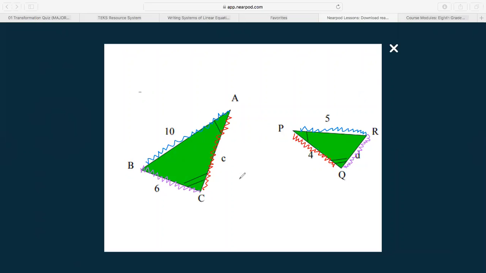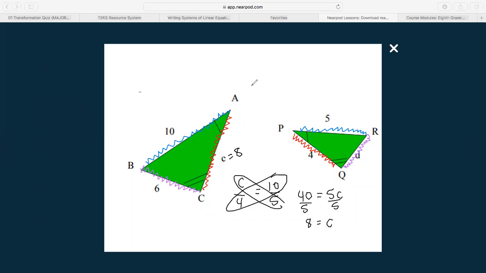So you do C over 4, and then you do 10 over 5, and then you multiply 10 and 4, which gives you 40, and then you multiply 5 and C, which gives you 5C, and then you divide by 5 on both sides, and it gives you 8. Good job. So this is really the only proportion you could have set up. You could have done it where it was 4 over C equals 5 over 10, and that would have given you the same answer.